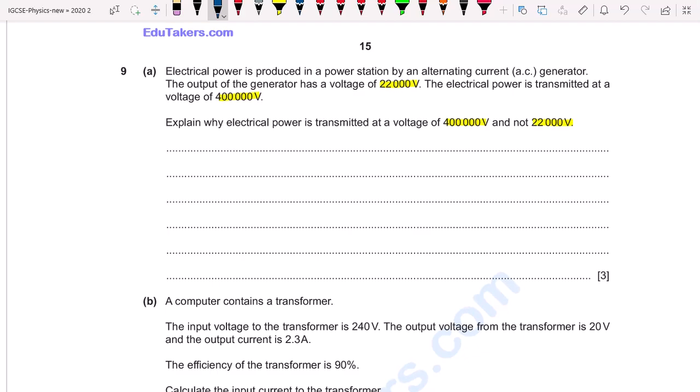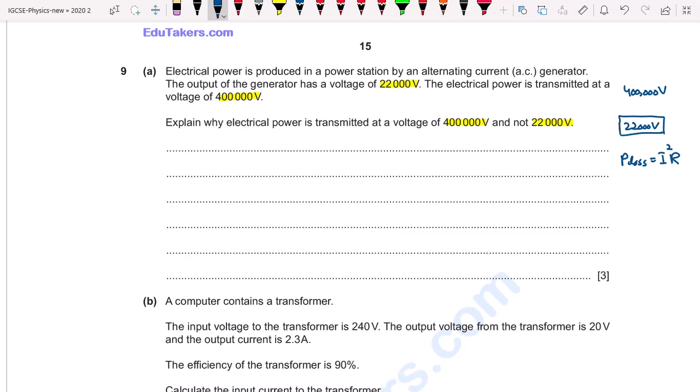So at the power station, the generator output is 22,000 volts. But when this power is transmitted through the transmission line, it is transmitted at a voltage of 400,000 volts. Why is this power not transmitted at 22,000 volts? First of all, we know that power loss is equal to I square R.